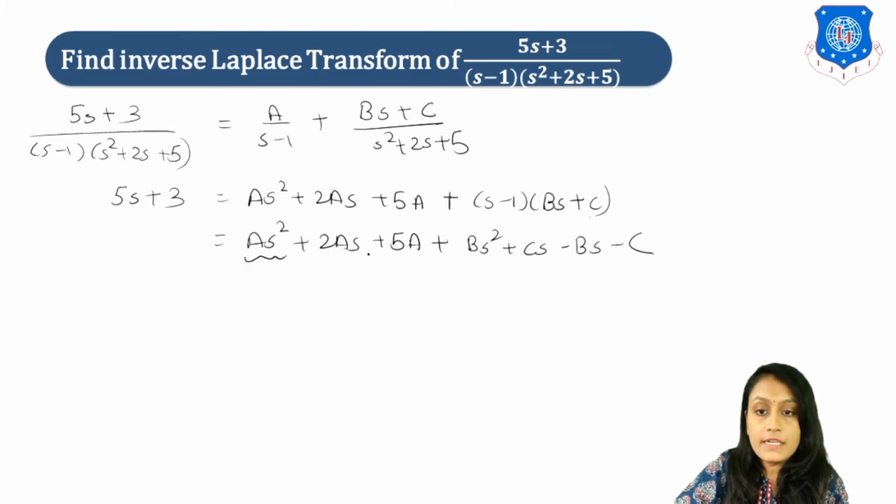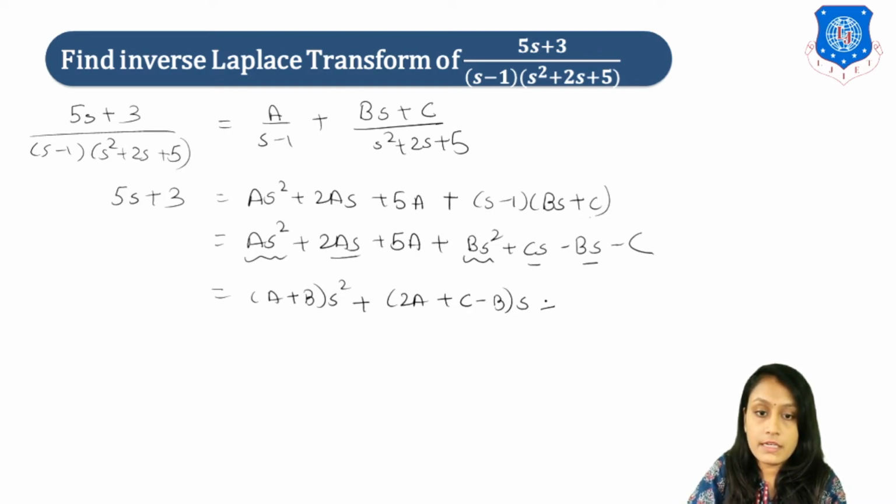Now what we will do? We will take these two together, and we'll take s square common. So a plus b into s square. Now we'll take this term and this term together. So from this we'll get 2a plus c minus b into s. And lastly we will take these two constants together, that is 5a minus c. And here we have 5s plus 3.